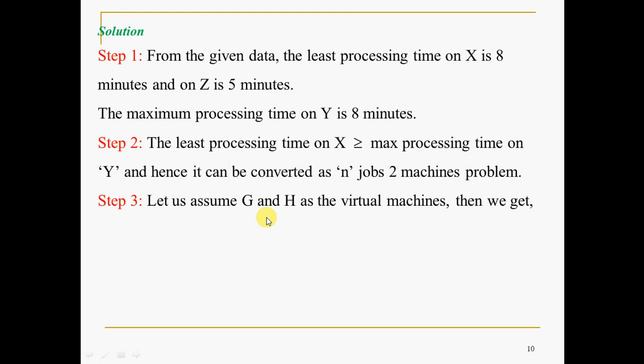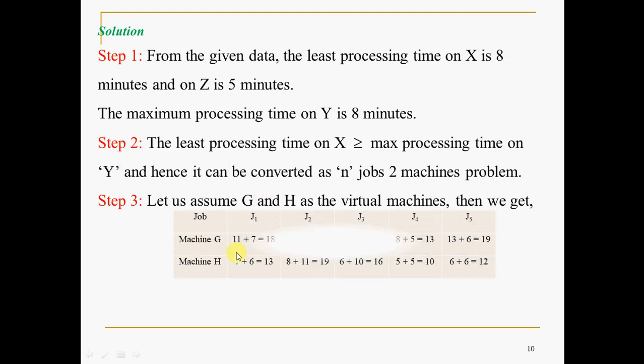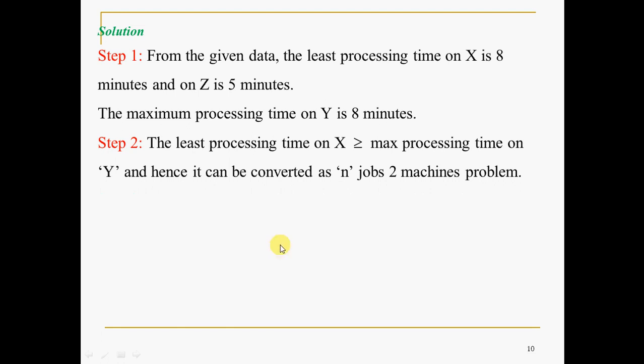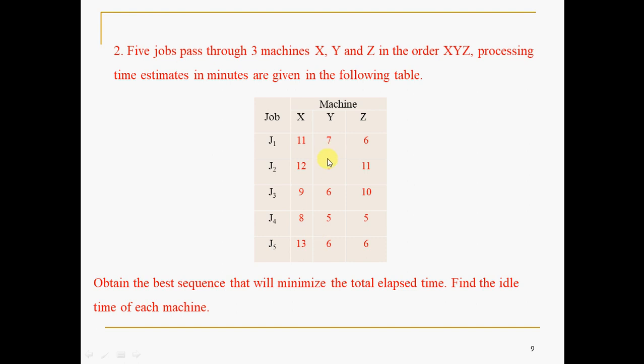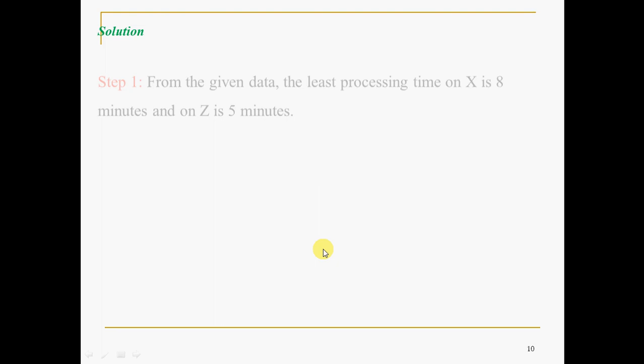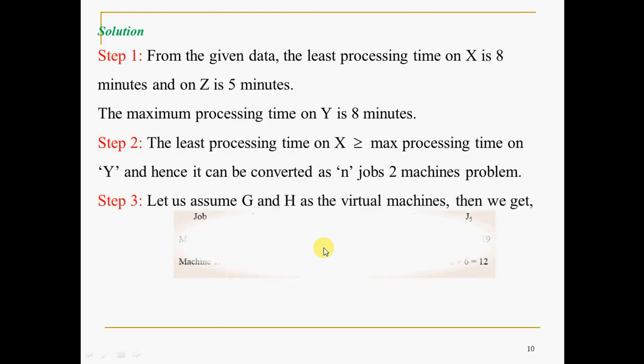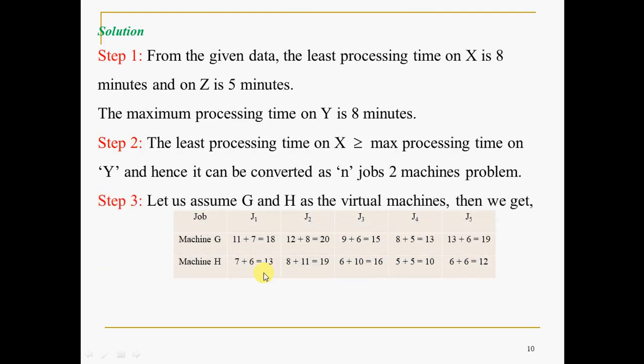Now let us assume G and H as the virtual machines. So then we get this table, with machines G and H: 11 plus 7, 12 plus 8, 9 plus 6, 8 plus 5, 13 plus 6, and so on, same as in the previous problem. So now it is reduced to an n jobs 2 machines problem, for which you can apply Johnson's algorithm to obtain the optimal sequence. The table is rewritten, just with the totals of these values.